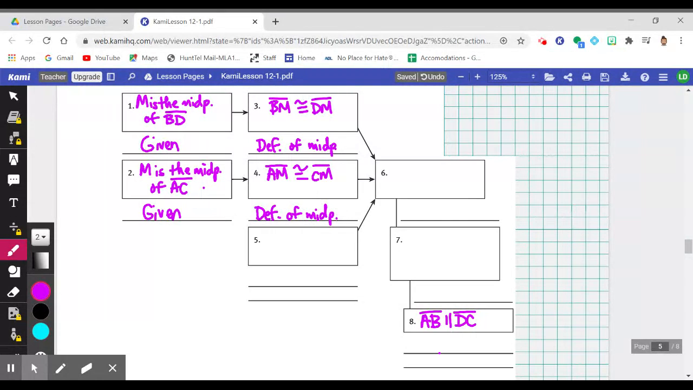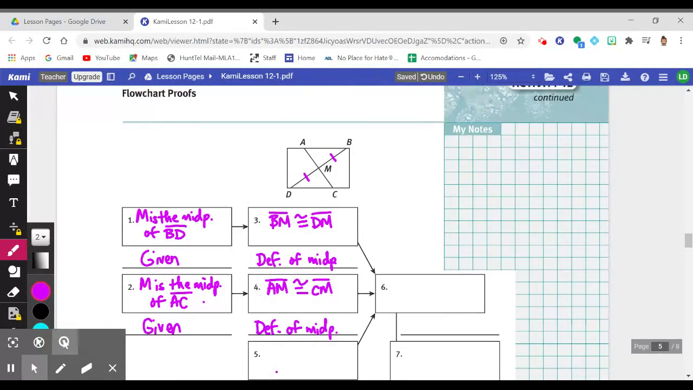Now, statement 2 ties into statement 4. That's why there's an arrow between them. But look, statement 5, the one we need in order to show the two triangles congruent, statement 5 does not have a box leading to it, which tells us that this statement, we had to go and find somewhere in the diagram.